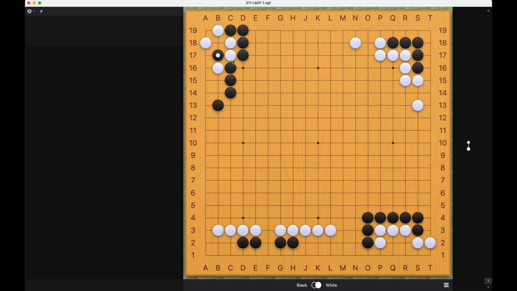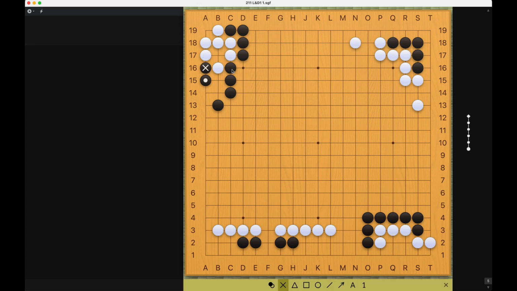This is also an Atari on white, so white must connect these two stones. And now what should black do? Here, white is threatening to capture this black stone and make a real eye out of it. So if black does this, then white will be able to live like this because this is another real eye. So the key point to destroying the real eye is this move, because if black gets both of these points, then this is a fake eye, as we have learned.